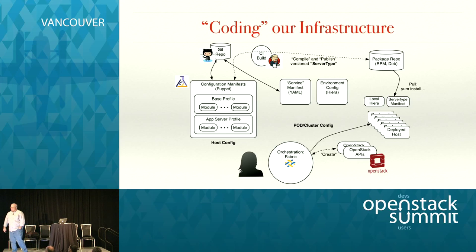This is what it looks like in general for today. Our infrastructure is all defined as code. We have configuration manifests, or Puppet manifests, which are compiled, actually. They're checked into Jenkins. When you change one of these things, Jenkins picks up the change, builds a new set of Puppet modules, and checks them into the Yum repos or Debian repos. We use Ubuntu and CentOS.